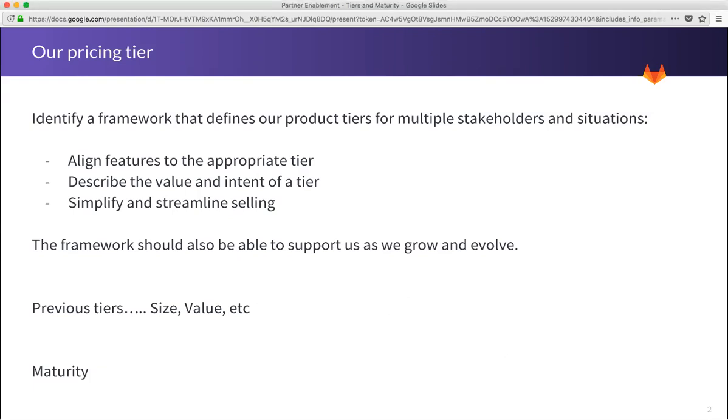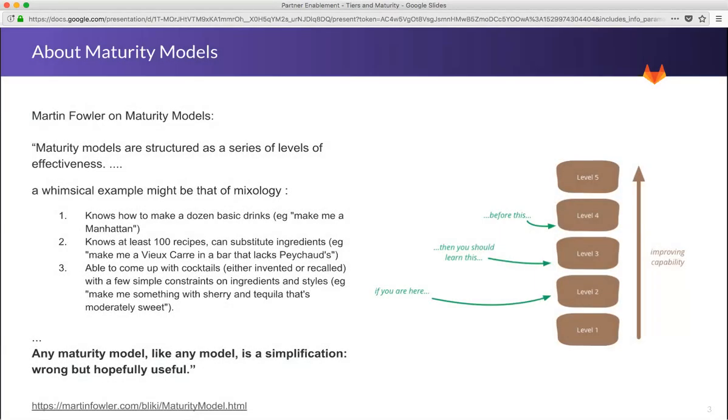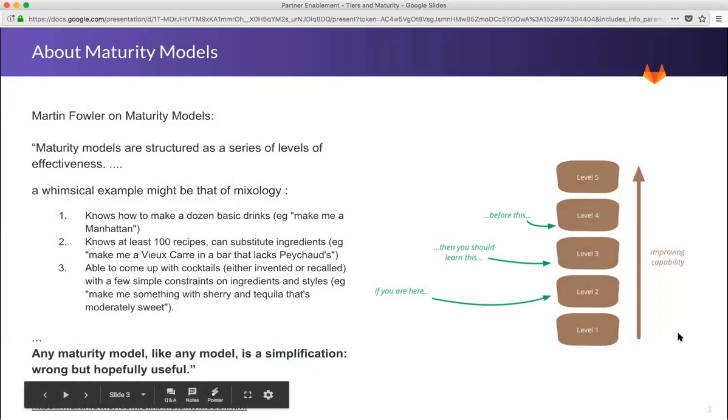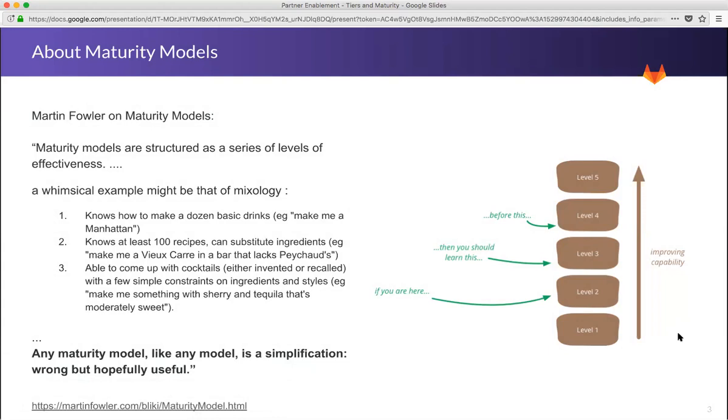So let's take a second here and talk about what is a maturity model. Maturity models, I'm sure you've heard of, but they basically talk about levels of advancement. The value of a maturity model surely is that you know what's ahead of you and what the next step is and what you need to do to get to that next step. Now, Martin Fowler of software fame has great blogs about lots of things. There's a link down there in the slide deck.